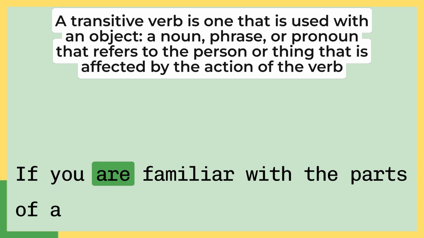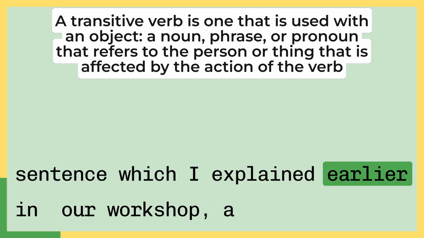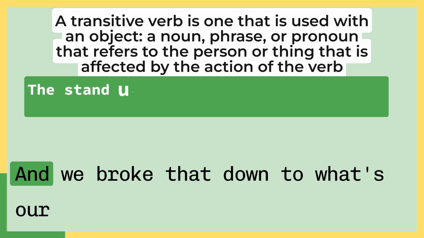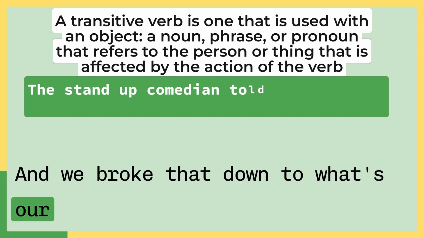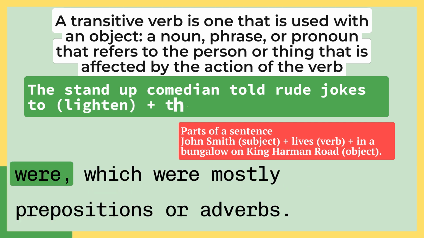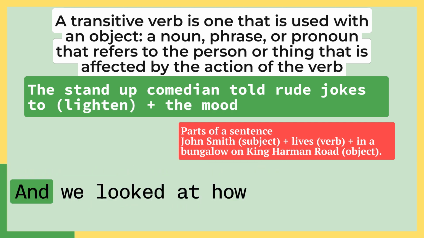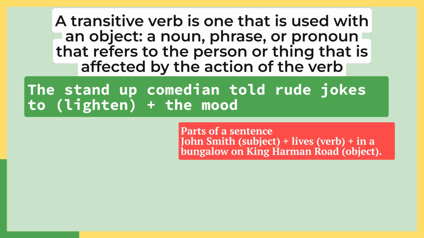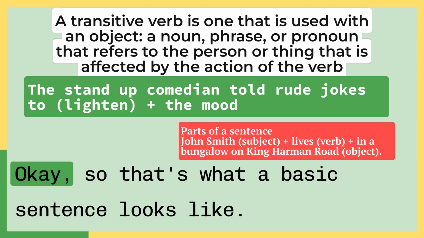If you are familiar with the parts of a sentence, which I explained earlier in the workshop, a sentence might have a subject and predicate, and we broke that down to what's a subject, which are mostly nouns or pronouns. And then we looked at what objects were, which are mostly prepositions or adverbs. And we looked at how verbs connected subjects and objects. Please have a look at the example on the page. Okay, so that's what a basic sentence looks like.